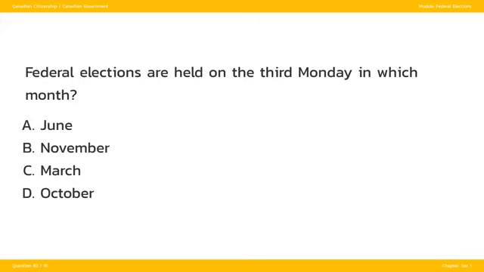Federal elections are held on the third Monday in which month? A. June. B. November. C. March. D. October. The answer is D. October.